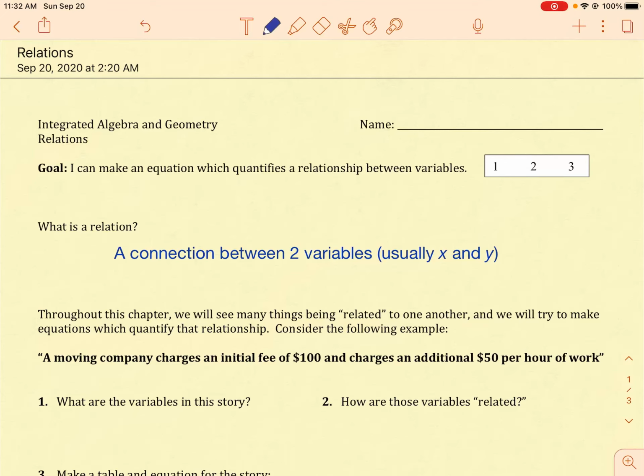Today we're going to take a quick look at relations. In math, a relation is defined as a connection between two variables. More often than not, those variables are x and y, but it can be any sort of variables. We're looking at that connection between those two things.